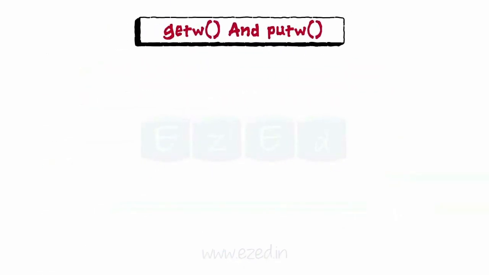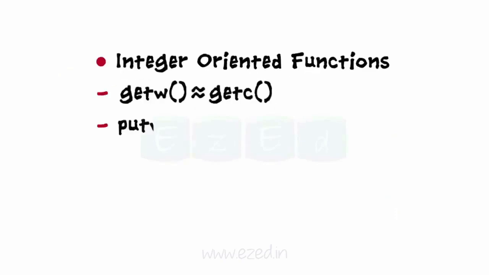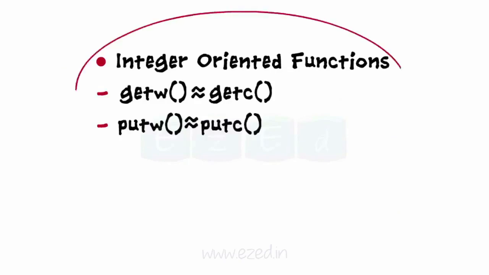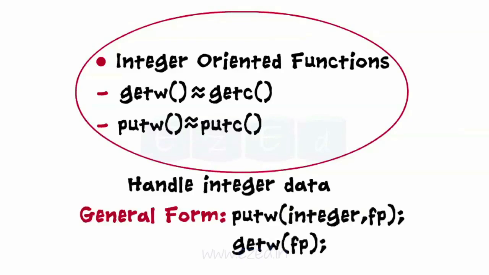Next, we learn the getw and putw functions. They are integer-oriented functions. They are very similar to getc and putc and are used to read and write integer values. These are useful when we have to deal with integer data. This is their general form.